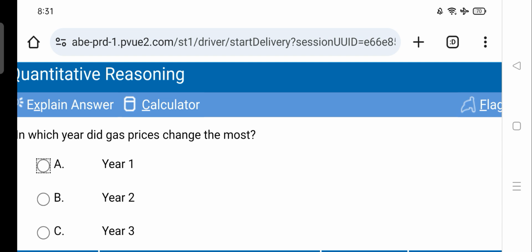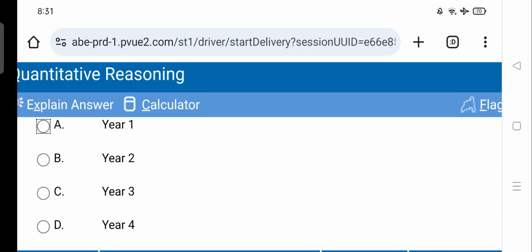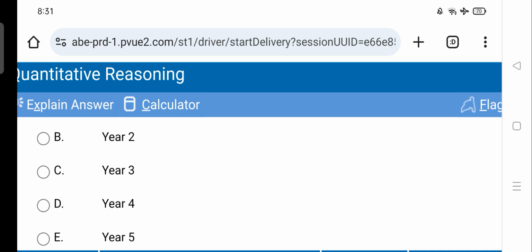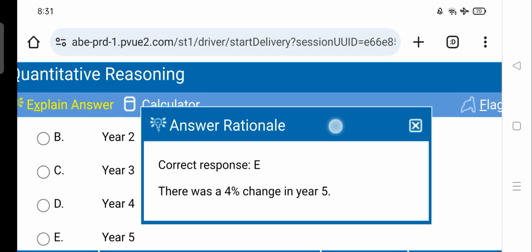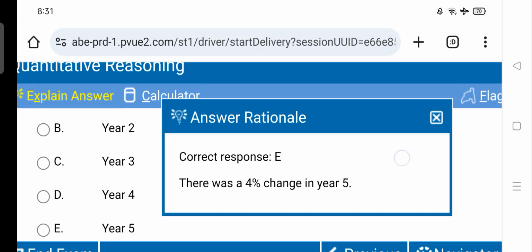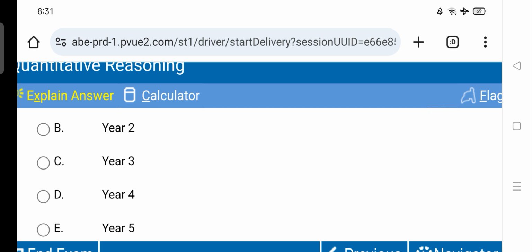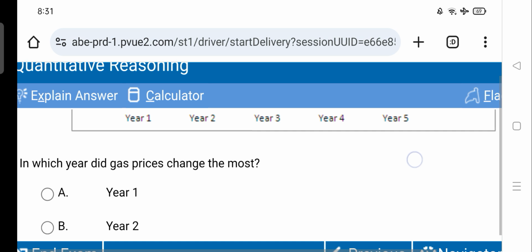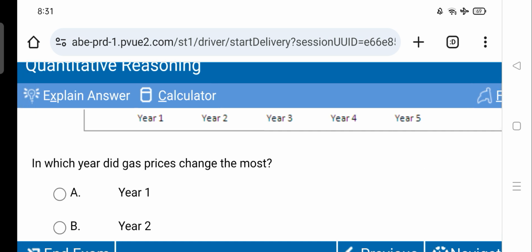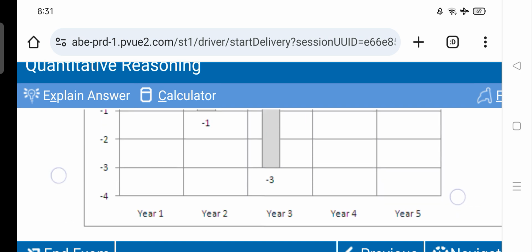Option A, year 1, option B, year 2, option C, year 3, option D, year 4, and option E, year 5. So the correct response is option E. There was a 4% change in year 5. So that's why we can say the correct option is option E. Year 5 is the year in which the gas price changed the most, which is 4%.